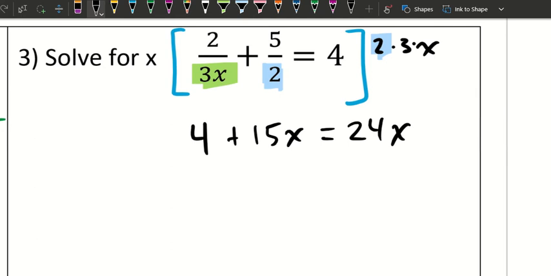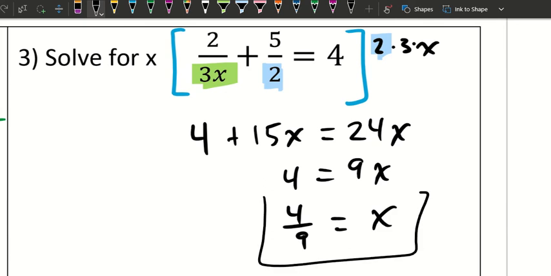If I subtract 15 from both sides, I get that 5 is 9x, and if I divide both sides by 9, I get that x is 4/9. 4/9 is the value of x.